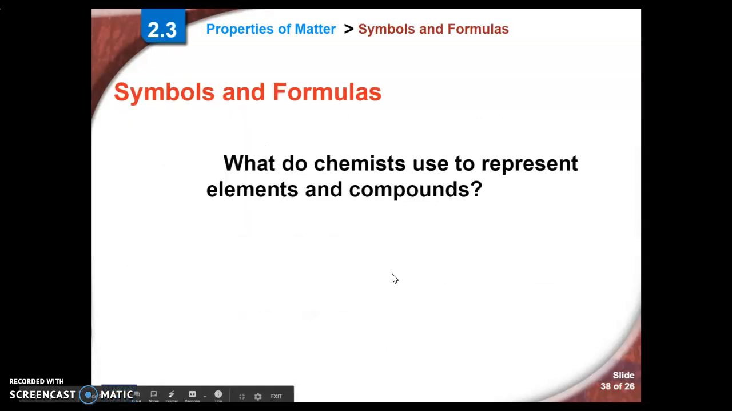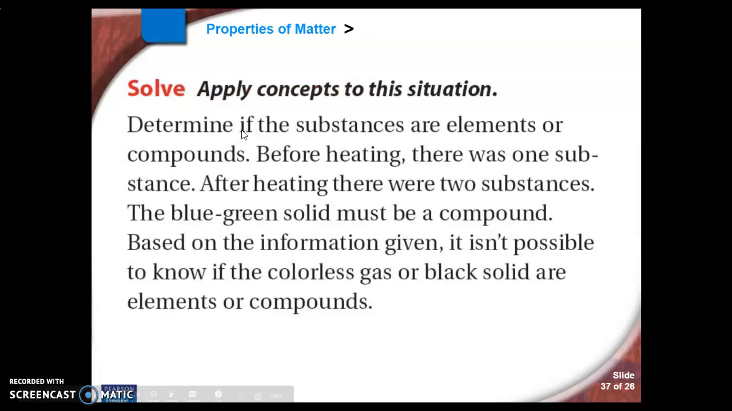So the solution here says that before heating there was one substance. After heating there were two substances. The blue-green solid must be a compound. Based on the information given, it isn't possible to know if the colorless gas or black solid are elements or compounds.